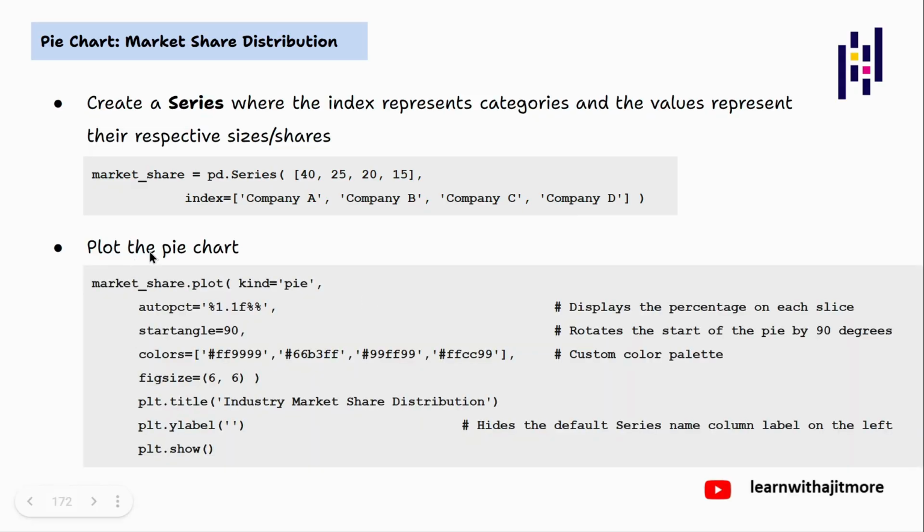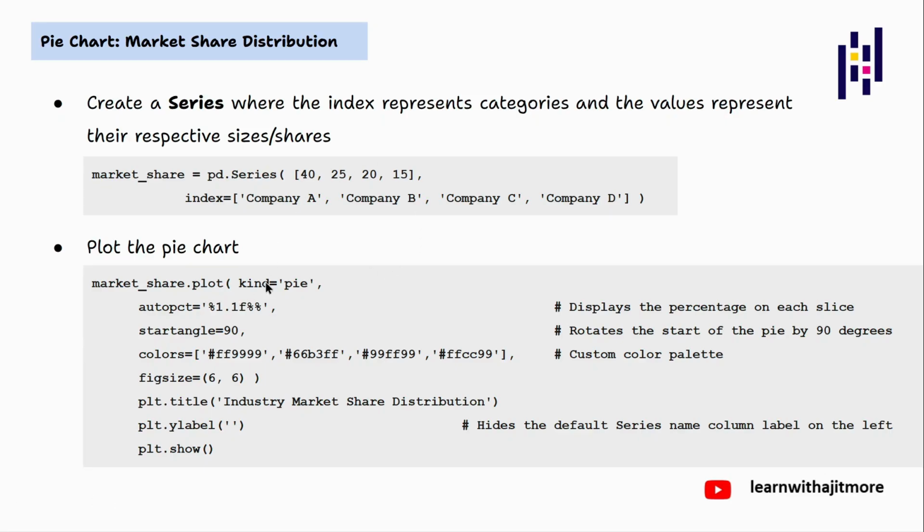To plot the pie chart, whatever your series is, dot plot, kind equal to pie chart. This you have to give. Then the percentages you want to show, so this is the format you have to give, to display the percentage on each slice. After the dot, 0 or 0, whatever you want, so 1.1f in floating point.